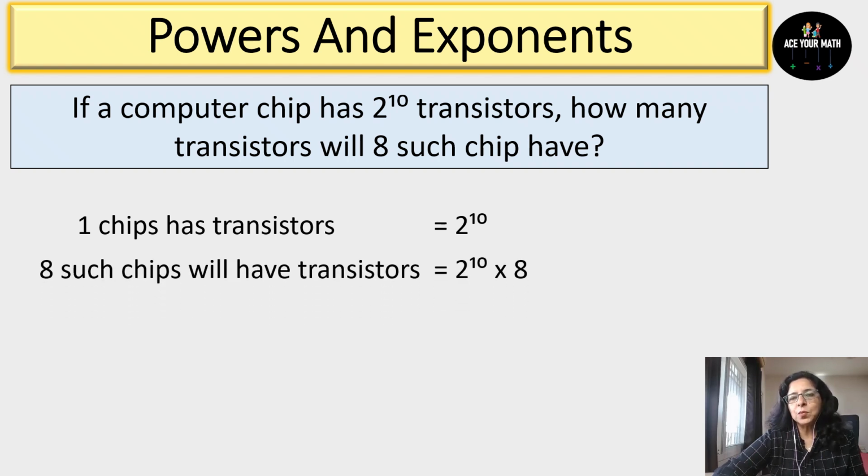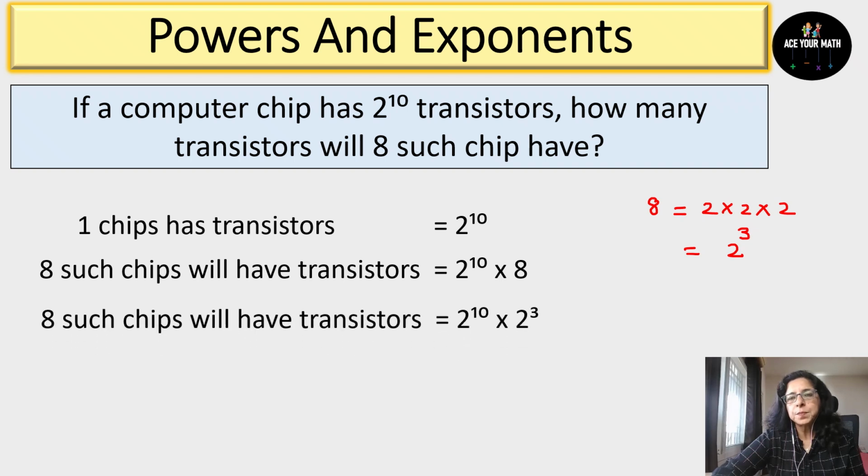So it will become 2 raised to the power 10 times 8. Now since you are solving exponents, you can always make your calculation very simple. How can you do that? You know that 8 can be written as 2 times 2 times 2. It means you can write 8 as 2 cube. So in the next step, you will write 8 as 2 raised to the power 3.